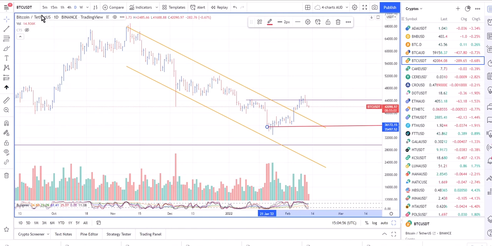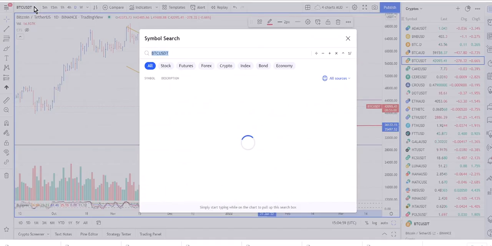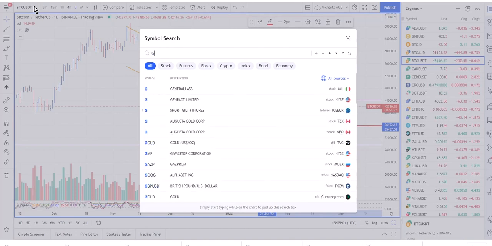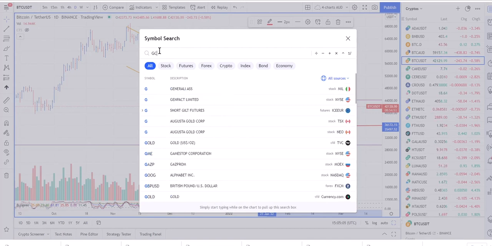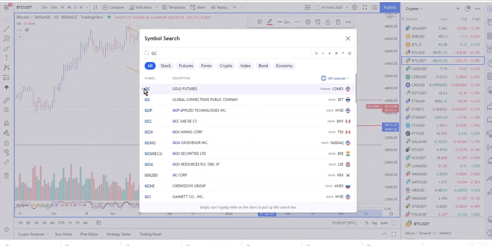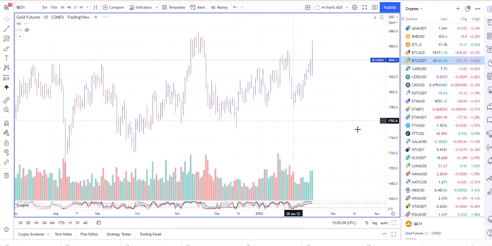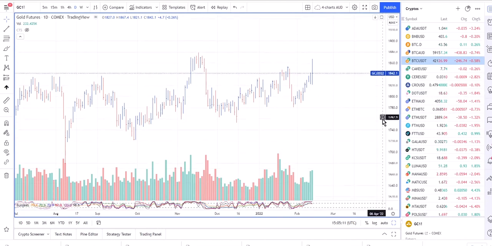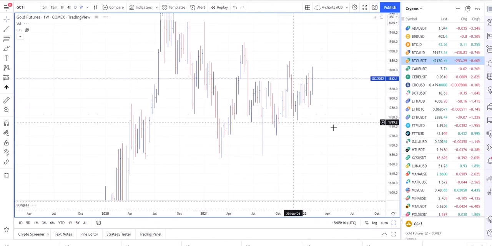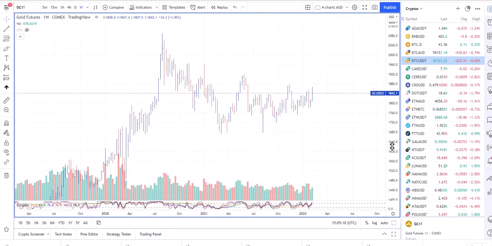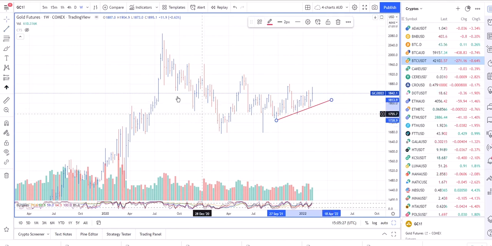Now let's go to gold, and see what gold is telling us. On gold, if you remember, last week we were talking about the gold price needing to come down a little bit, and that's exactly what happened last week. The prices did come down. I mean, it went up, but eventually it did come down slightly.